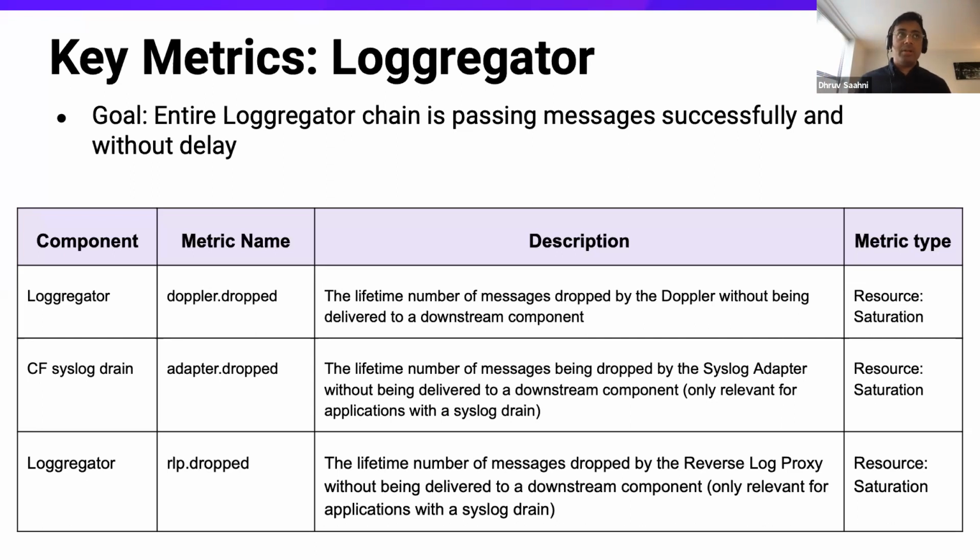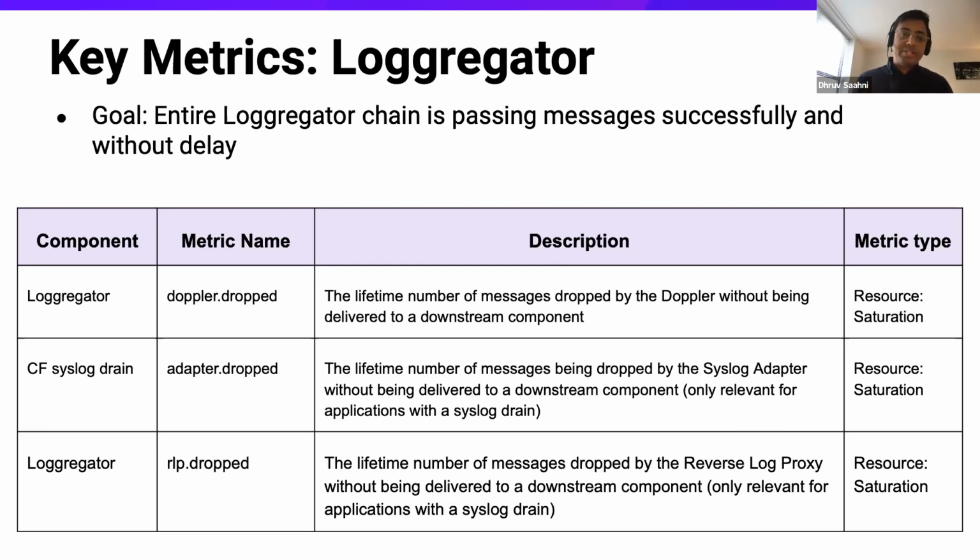That's the theme here. For Doppler, there's a metric called Doppler.dropped, which is the lifetime number of messages dropped by Doppler. For syslog, it's similar: adapter.dropped. And for the logaggregator's RLP, or reverse log proxy, it's RLP.dropped. If you're wondering what the reverse log proxy is, that's essentially application logs, not the component logs, but logs from your application.